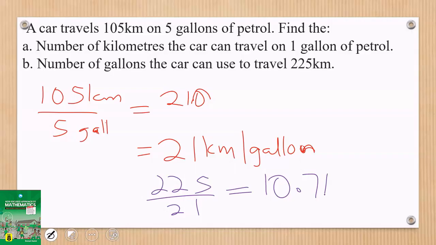So in this case, what we are saying is that the car will consume 10.71 gallons of fuel or petrol for traveling 225 kilometers. I'm sure this has really helped you to understand this concept.